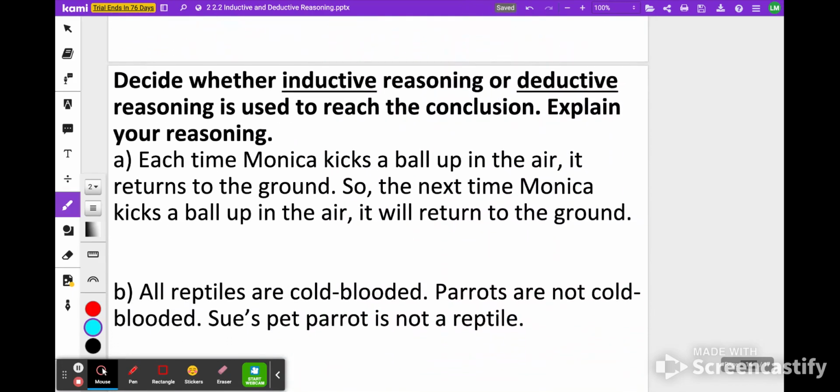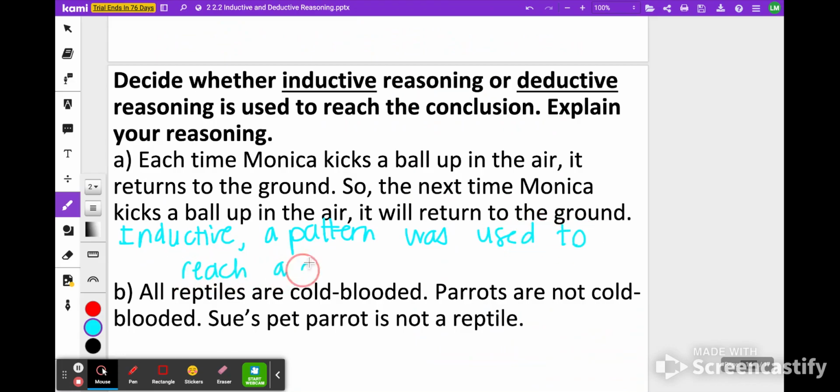Next, decide whether inductive reasoning or deductive reasoning was used to reach the conclusion, and then explain your reasoning. So each time Monica kicks the ball up in the air, it returns to the ground. So the next time Monica kicks the ball up in the air, it will return to the ground. This one is solely based on inductive because a pattern was used to reach a conclusion. This is a lot of the times what you do in science. Like when you do labs in science, you're making an inductive conclusion.